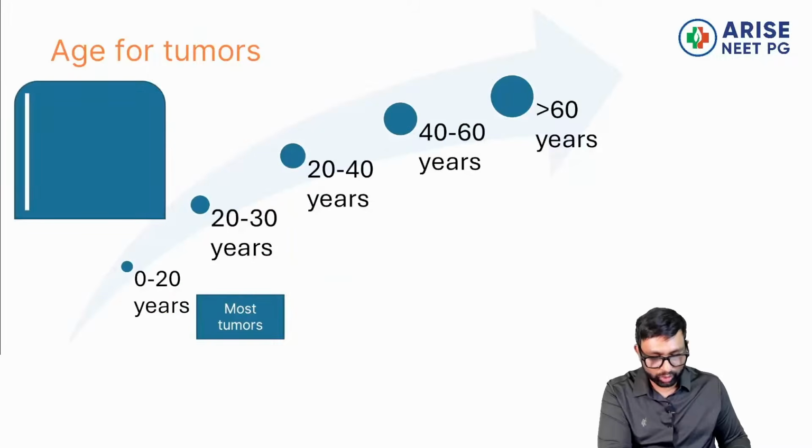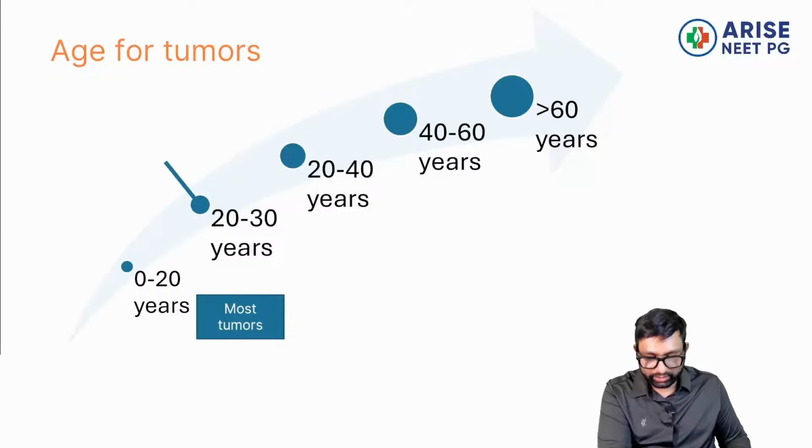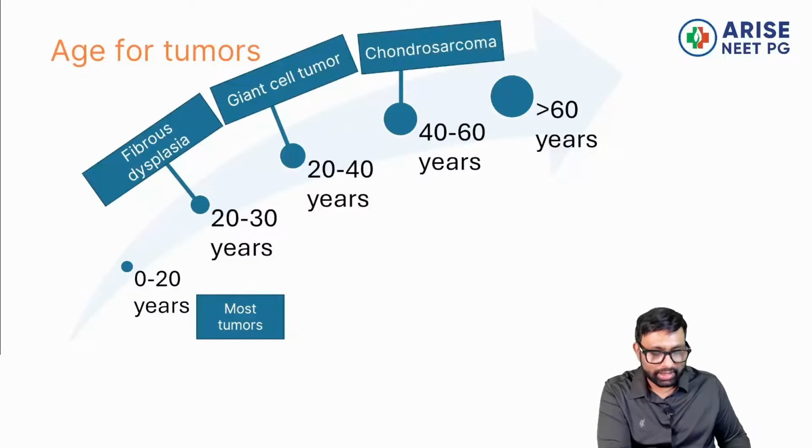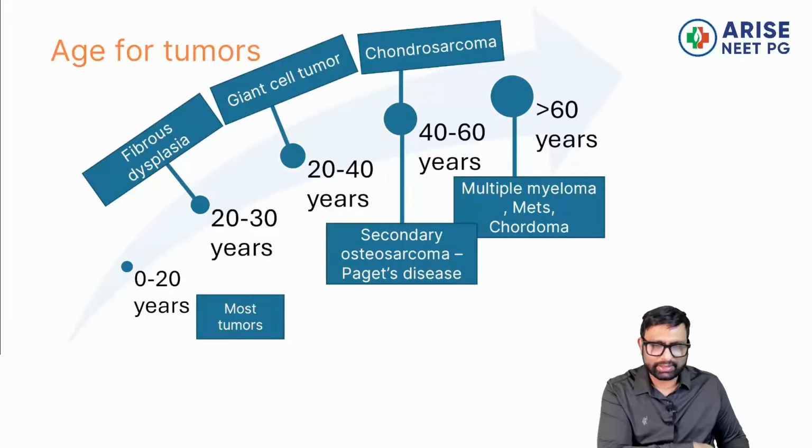So for age 20 years, most tumors are there between 20 to 30 more commonly, which are the ones fibrous dysplasia and giant cell tumor. So out of these two, one could be the answer, but age is not the best criteria. So let's keep that aside and go to some other options as well.